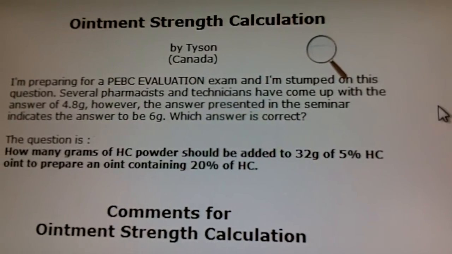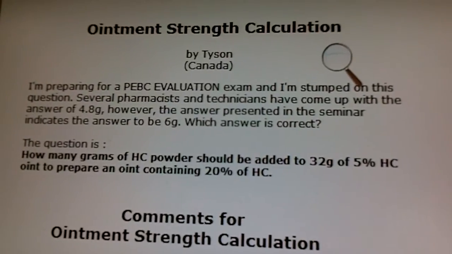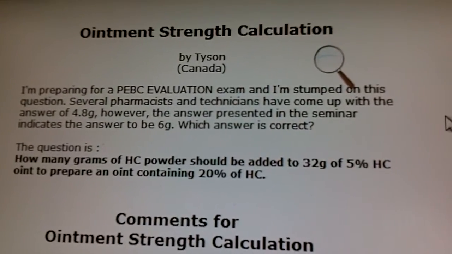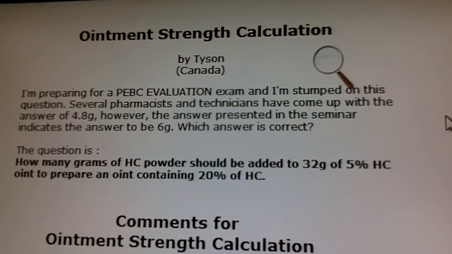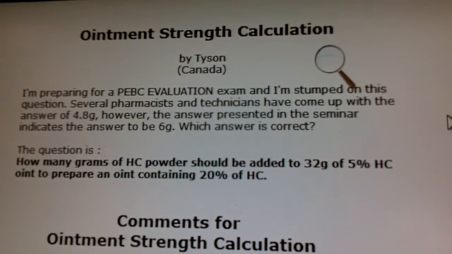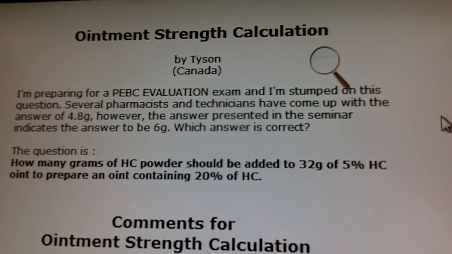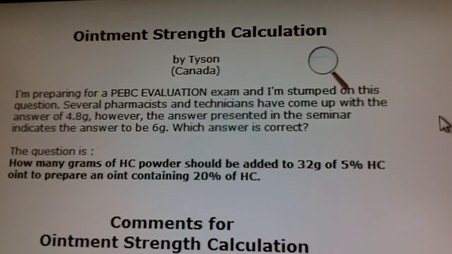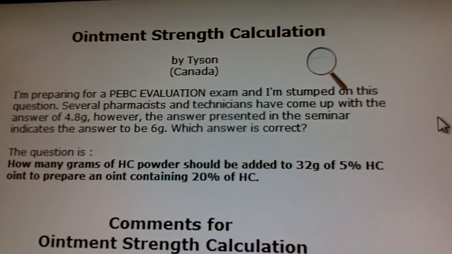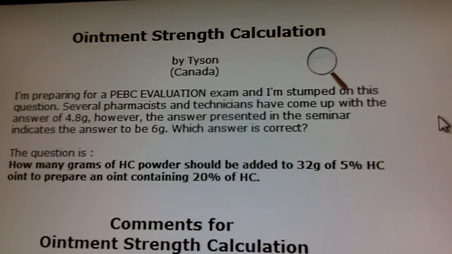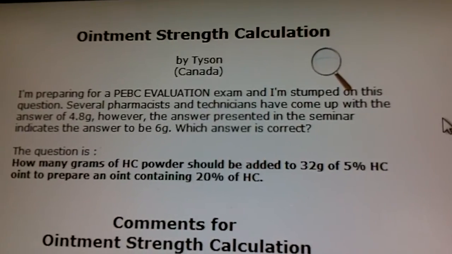And this video is about a question that was asked on the Ask a Question page. Tyson in Canada wants to know for the question of how many grams of HC powder should be added to 32 grams of 5% HC ointment to prepare an ointment containing 20% HC.